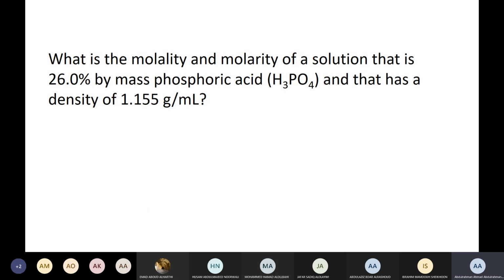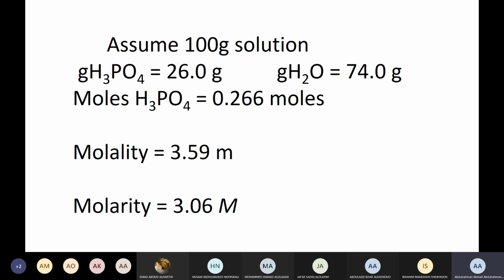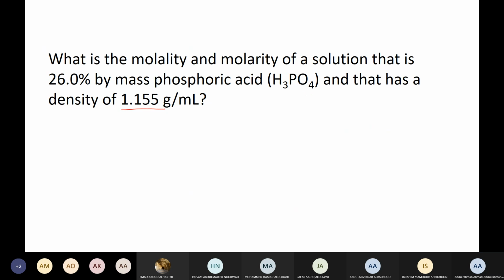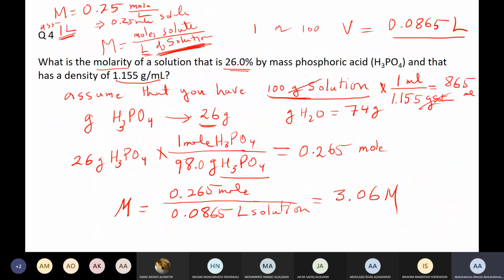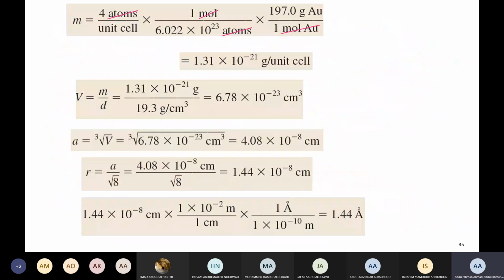Oh, okay, sure. Seems that we are not going to move from chapter 13. What's the molality and molarity of a solution that is 26% by mass phosphoric acid, and that has a density of 1.155? I think we did this before, right? Yeah, so let's have the last 10 minutes in chapter 11. I hope this is clear.